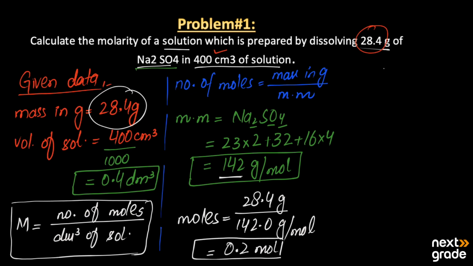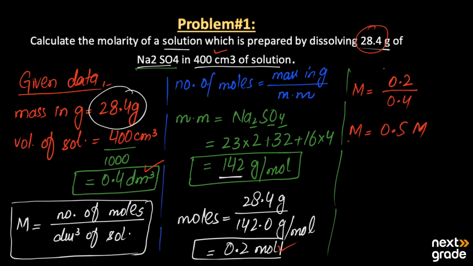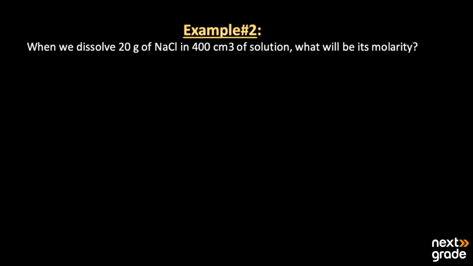Now we have the moles as well as the volume of the solution, so we can easily find the molarity. The molarity is equal to the moles, 0.2, divided by the volume of solution, 0.4, and the answer is 0.5 molar. That capital M we read as molar. After that we have the second example for molarity. In this we have 20 grams of sodium chloride in 400 centimeter cube of solution. So what is its molarity?